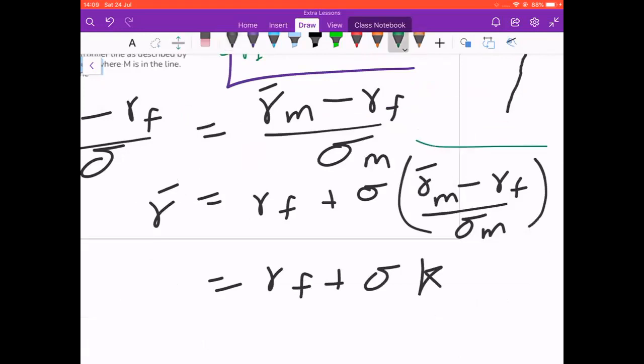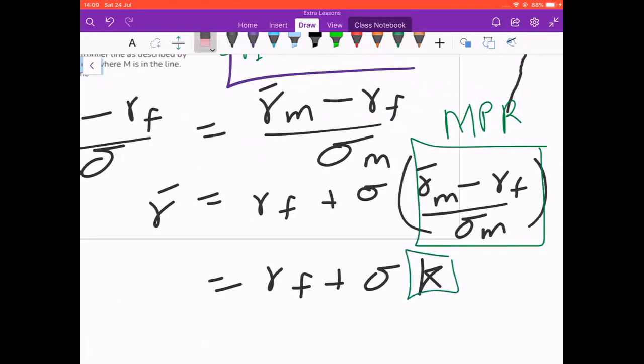So this thing here has a name. They call it MPR. Is it MPR? Market price of risk. Yes. So this thing is called the market price of risk. If a question says find the market price of risk, this is what you need to find. We're just going to write K again, in our case. So basically, the K tells you by how much.